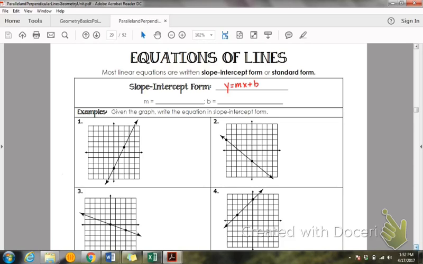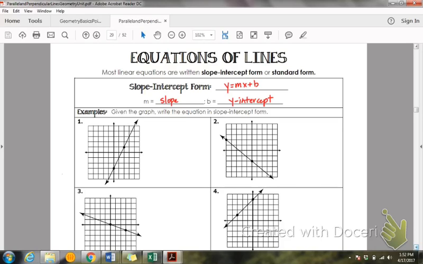Does this not look familiar to anyone? You had dreams and nightmares about this, right? Okay. What does the m stand for? Slope. Good. Write it in there. And what does the b stand for? Excellent. The y-intercept. That just means where it's crossing the y-axis.